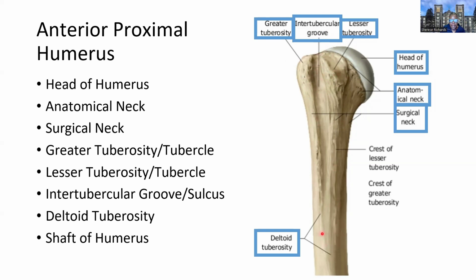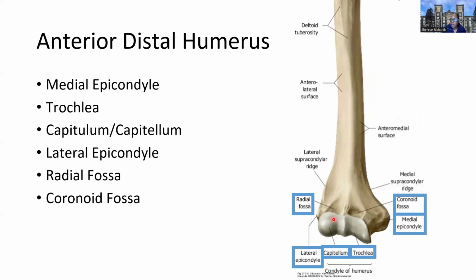We also want to think about the deltoid tuberosity. This is found on the lower edge of the humerus, along the shaft of the humerus. And this will be the attachment for the deltoid muscle. So the name can help you remember what structures are going to be connecting to this part of the bone as well.